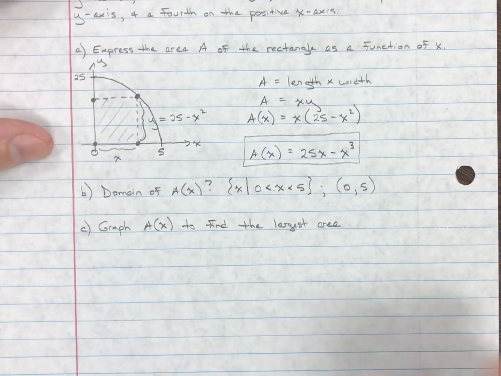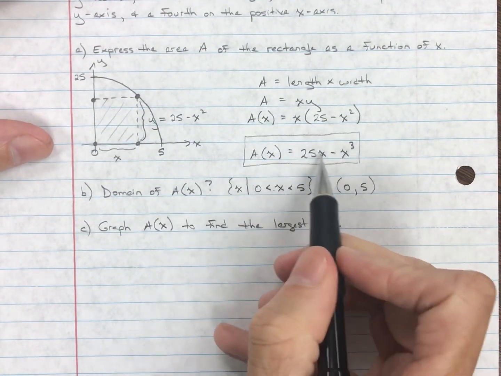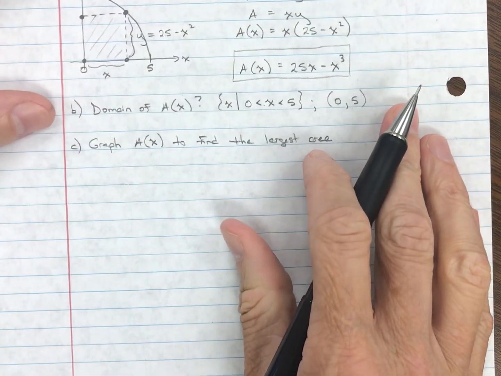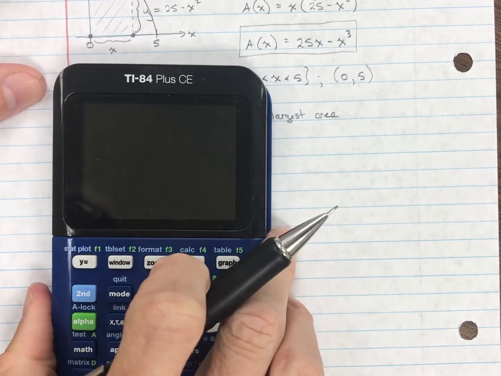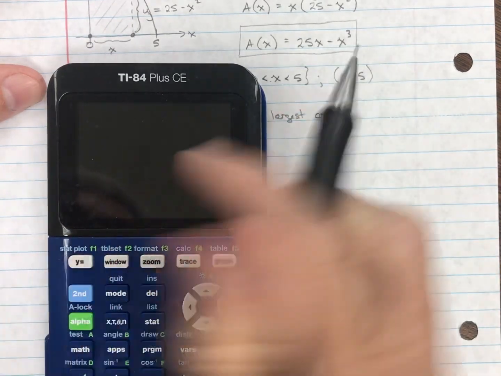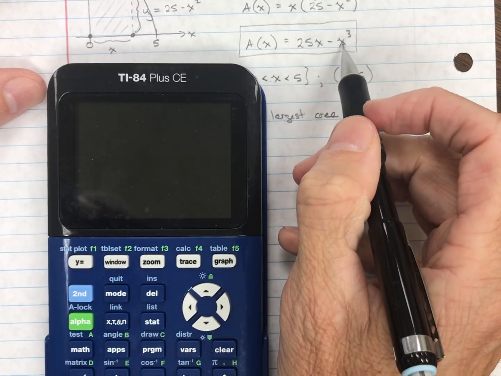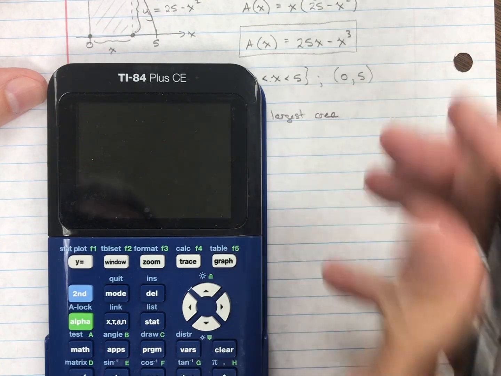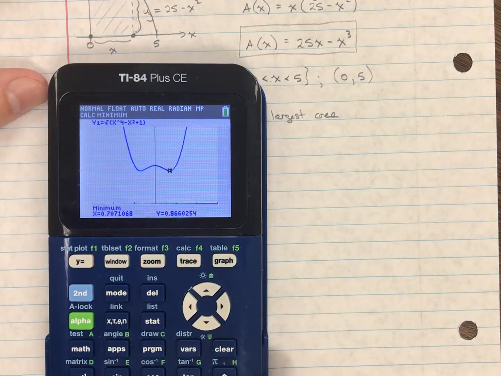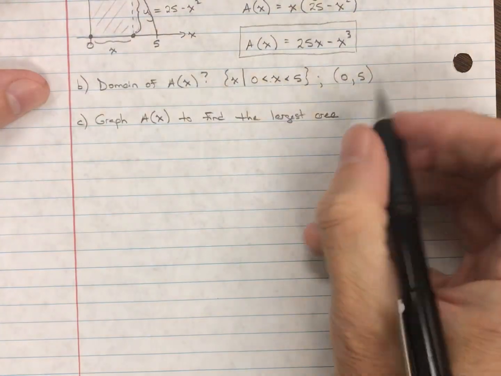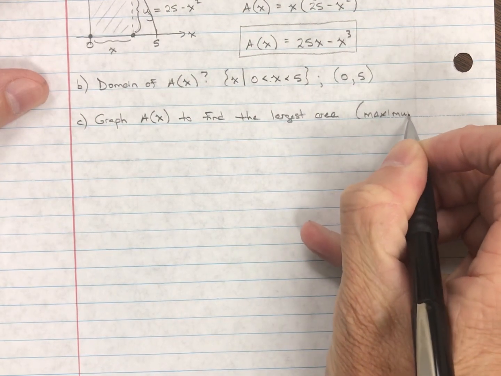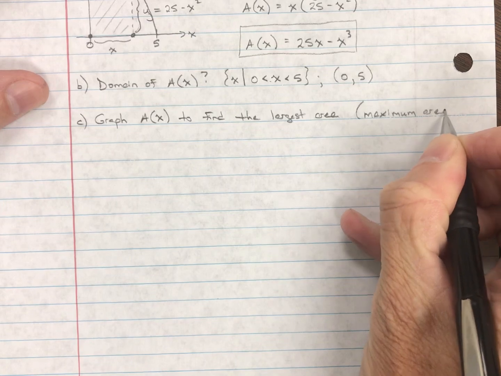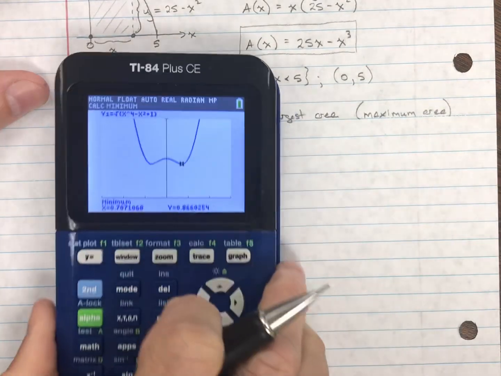Okay, let's find the largest area by graphing A of x. Here's A of x right here. I'm going to slide it up a little bit so we can pull my calculator in there. Let's graph that, and we'll choose the maximum, the largest area of our graph. We're looking for maximum area. The largest area is the maximum area.